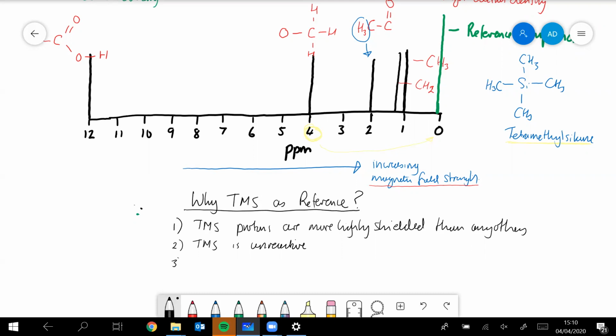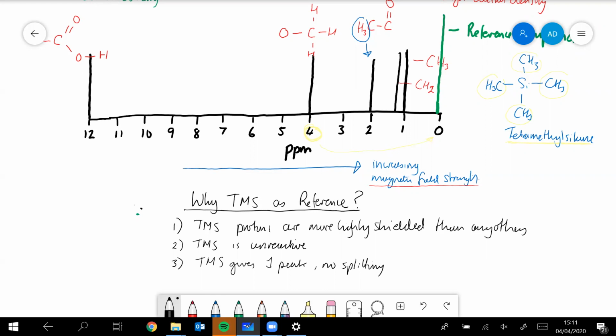And third, you can probably tell by looking at this structure. If you look at this here, what's that going to give you? It's going to give you 1 peak with no splitting. Which is also good, because you don't want multiple peaks all over the place. It would make the rest of the spectrum very confusing. So those are the three reasons why we use TMS as the reference compound.